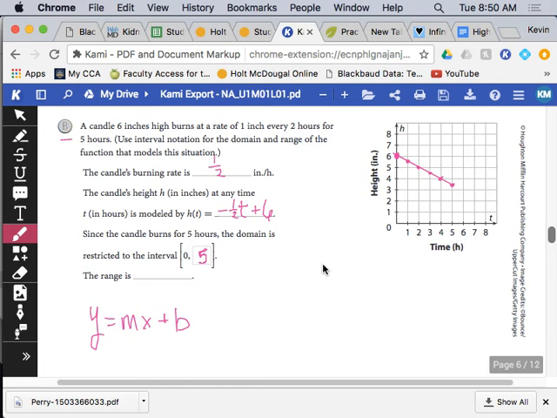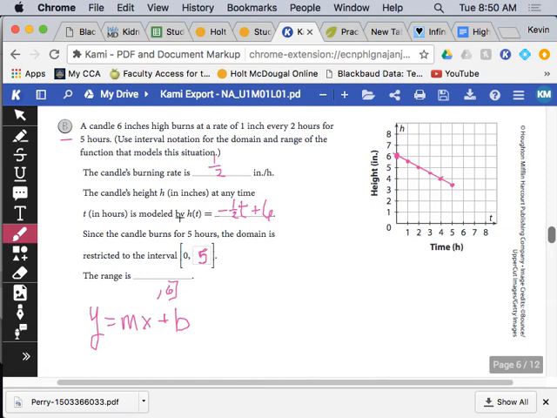First off, what's the highest value? What's the highest height of the candle at any point? 6, right? And it's inclusive. Okay. And what's the smallest height, class? 3.5. We didn't have to plot that to figure that out.